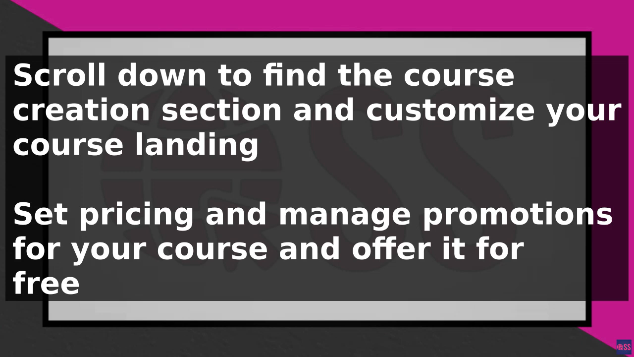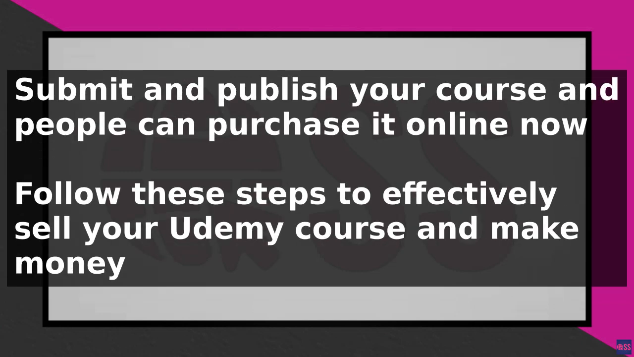To set a price for your course, simply click on Pricing, choose your currency, and enter your desired price. You can offer your course for free or set up tiered pricing. After submitting and publishing your course, people can purchase it. By following these steps, you can effectively sell your Udemy course.